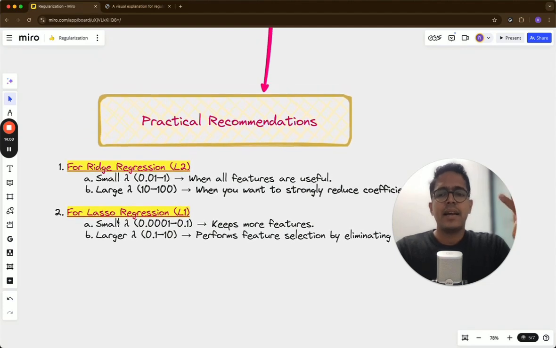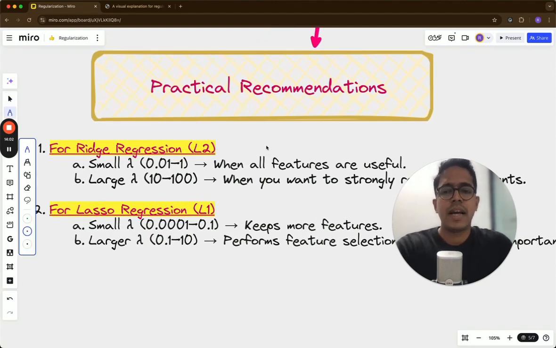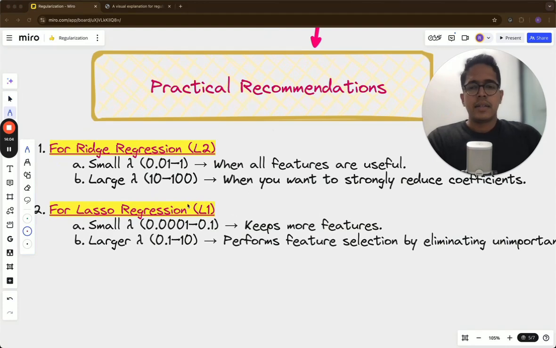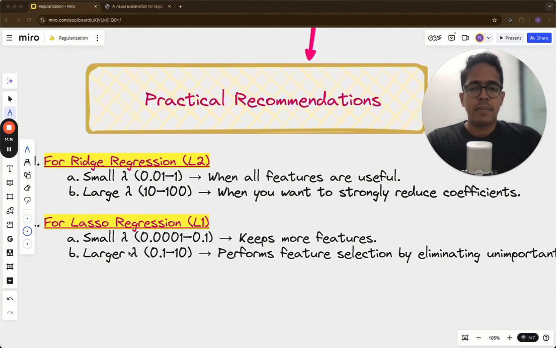And there are some practical recommendations which I have generally found. A small value of lambda for Ridge is somewhere between 0.01 to 1, and for Lasso it will be something like 10 to the minus 4 to 0.1. And for Lasso, if you keep the lambda small in this range, more features will be retained.